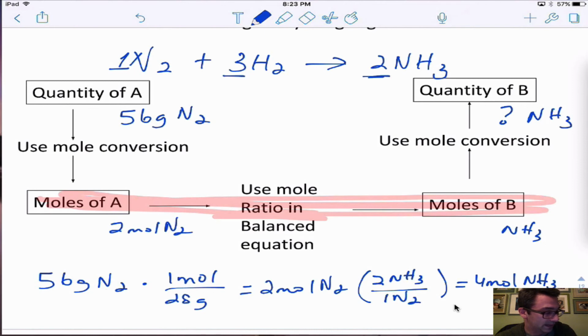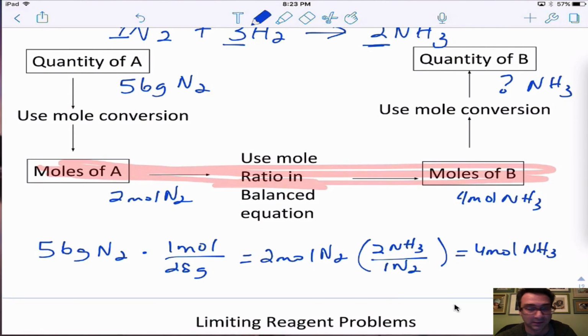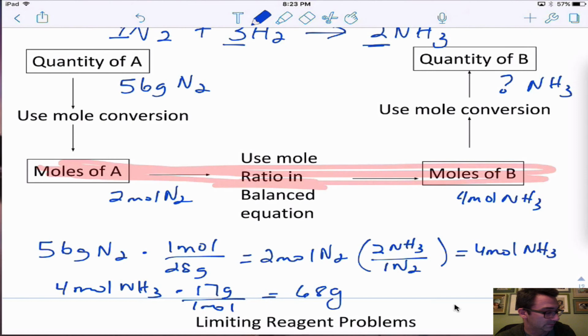So now I know I have 4 moles of NH3. Well, how many grams? Again, I use a mole conversion. When I use the mole conversion, I look at this and I have 4 moles of NH3 times 17 grams for every 1 mole. Well, 4 times 17 is 68, so that's 68 grams. If I do the math, that's my answer.